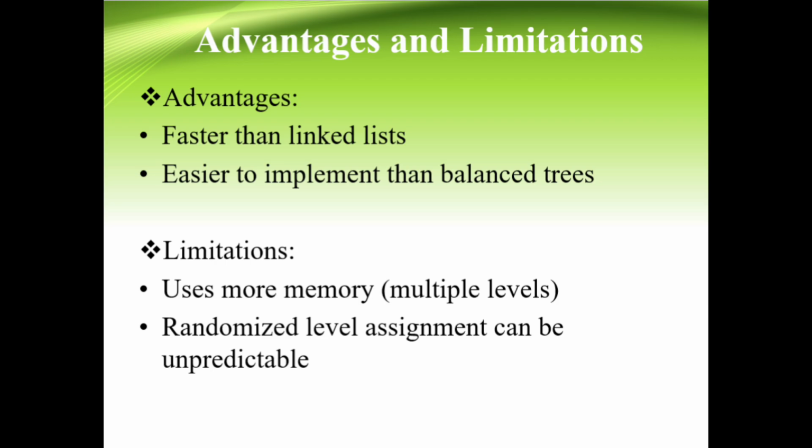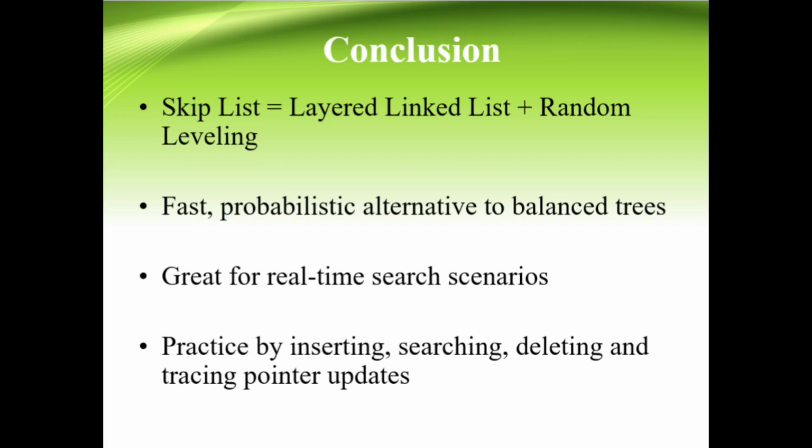And the limitations are that they use more memory, since each node may store multiple forward pointers across levels, and the randomized level assignment can be unpredictable. Although it usually works well, performance can vary slightly because of the randomization. So a skip list gives us speed and simplicity, but at the cost of extra memory and some randomness in structure.